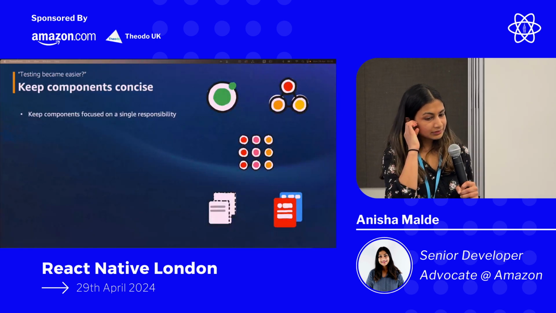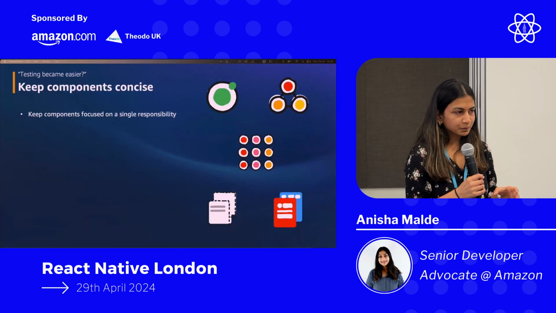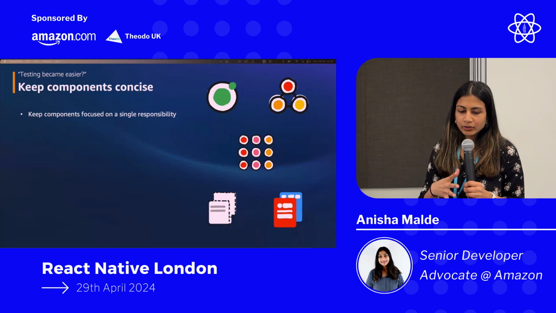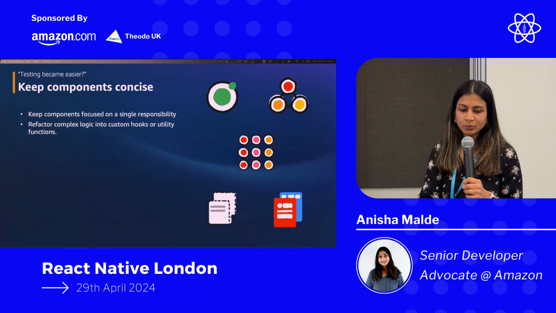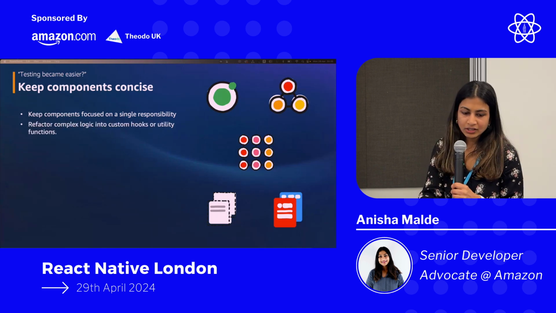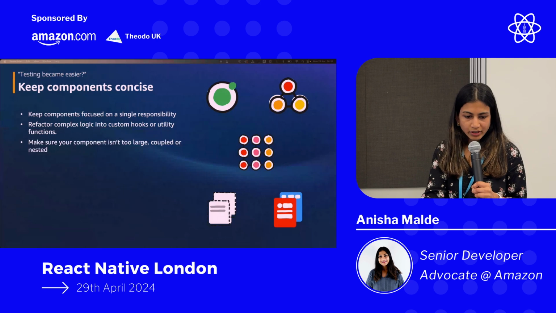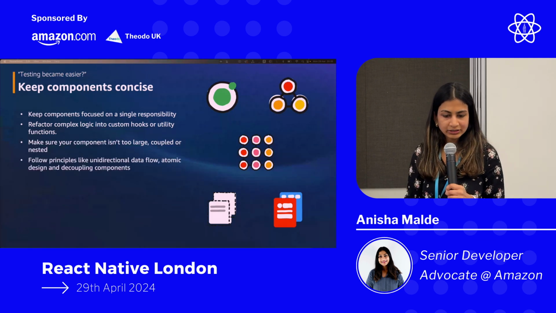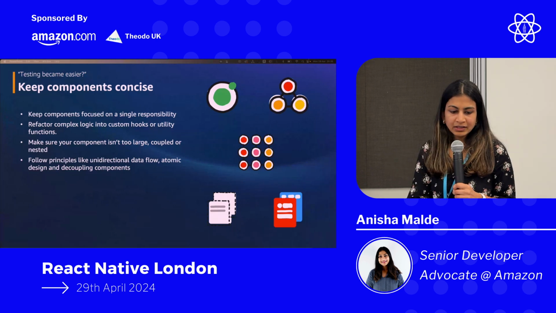And then for testing becoming easier, it can be even easier if we keep our components concise. So keep components focused on a single responsibility. Refactor complex logic into custom hooks. Make sure your component isn't too large. Follow principles like unidirectional data flow, atomic design, and decoupling.